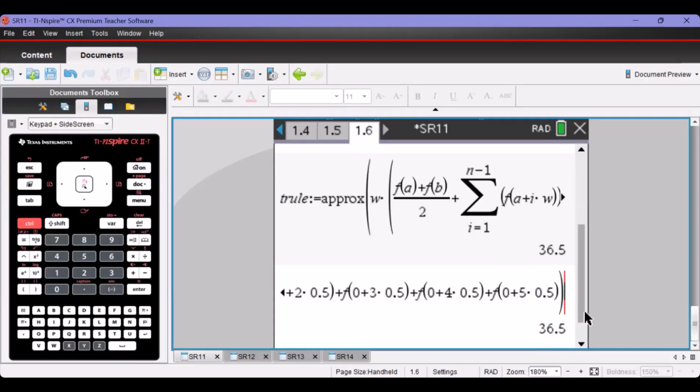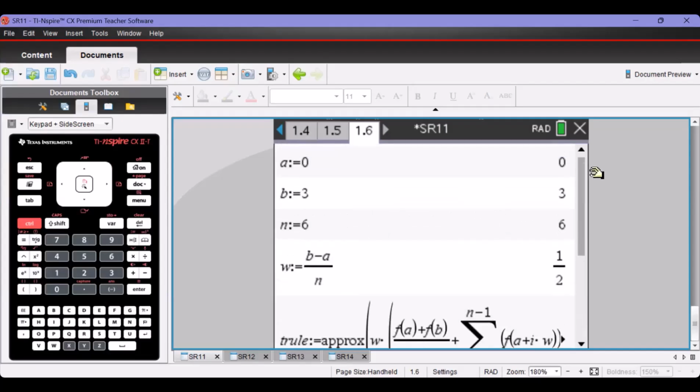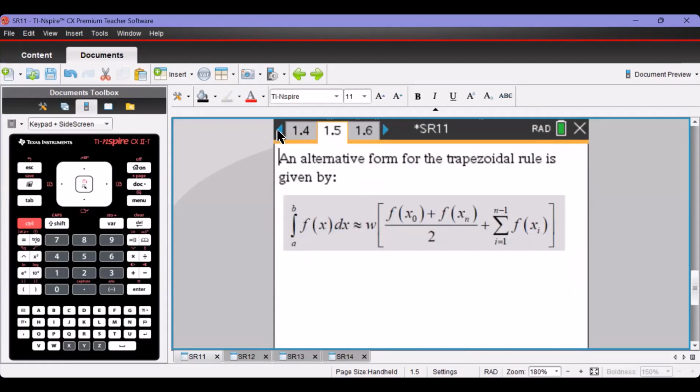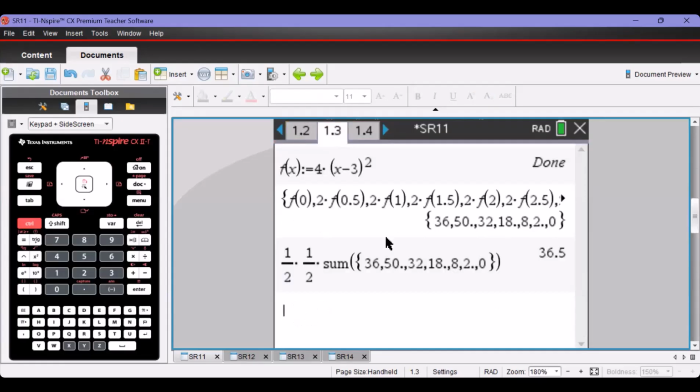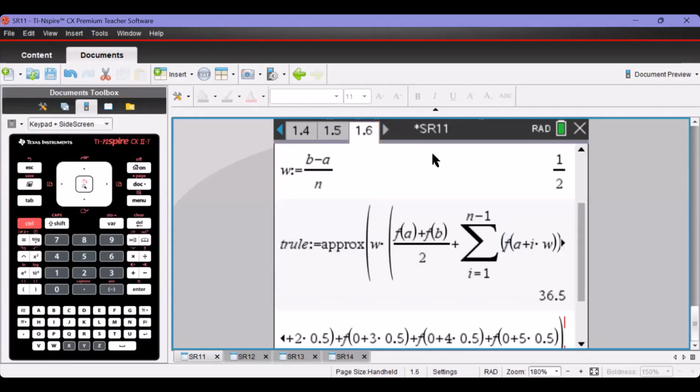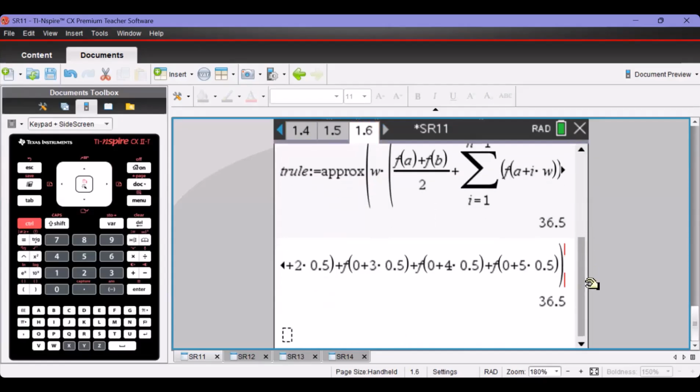So as I said, the best way to do this question is showing your working on page 1.2 and using the Inspire in this way on page 1.3. But if you wanted a checking device, you can also do the question in this way primarily as a check.